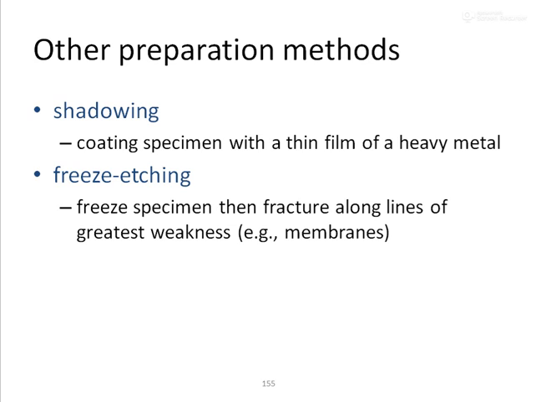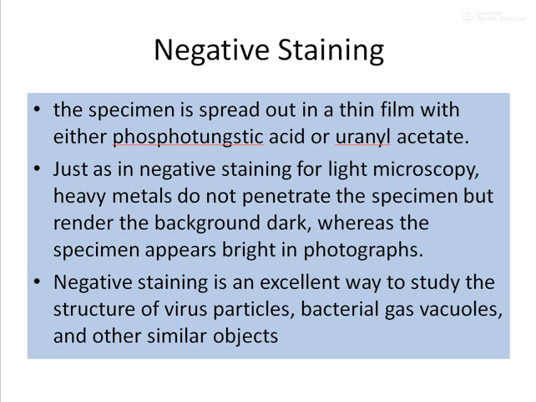So if you look at this, there is another type of staining which is used. The procedure normally used with the transmission electron microscope is a negative staining technique. The specimen is spread out in a thin film with either uranyl acetate or phosphotungstic acid, and then what happens? The heavy metal atoms do not penetrate the specimen but render the background dark, whereas the specimen appears bright in photography. So such a negative staining technique can also be used here.